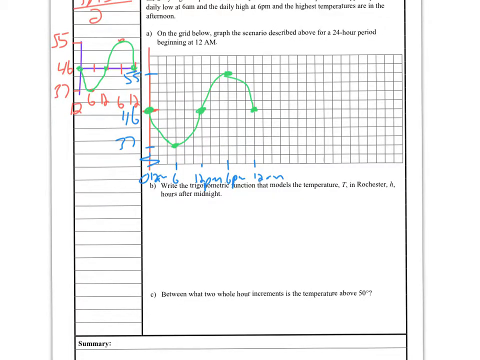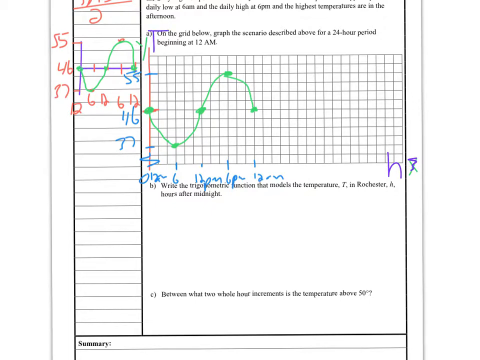So the next part is write a trigonometric function that models the temperature T in Rochester H hours after midnight. So I guess I did forget to write this would be X and this would be Y. Okay, but now they're changing it anyway. So the temperature T H hours after midnight. So now we're going to have an H here. X is the same as H. Okay, and then this is going to be the temperature T.